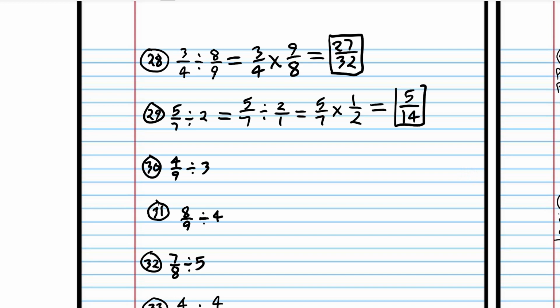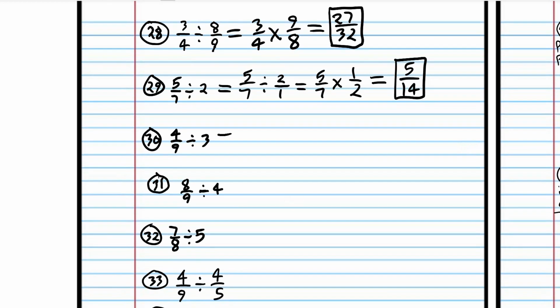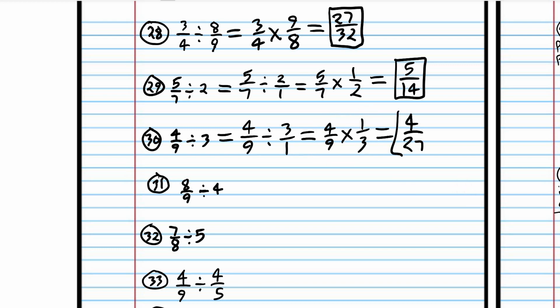All right, let's try it again. So we're dividing by a whole number, so you just change 3 to 3 over 1. Then you change the division sign to multiplication, and you flip the divisor, and then it becomes a multiplication problem. 4/9 times 1/3. You just multiply straight across in each case. So 4 times 1 is 4. 9 times 3 is 27.